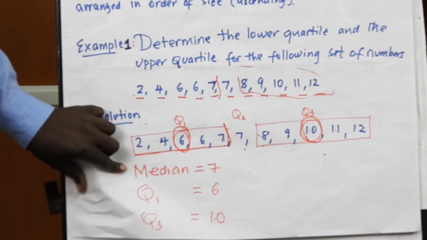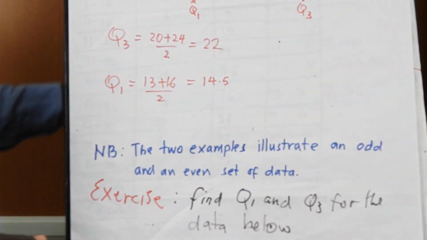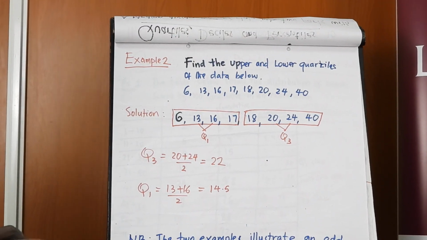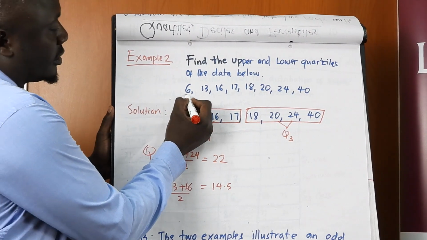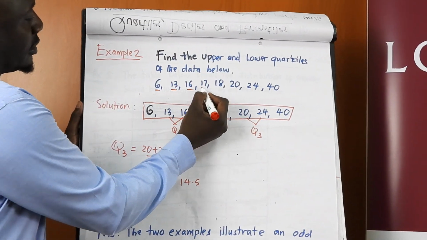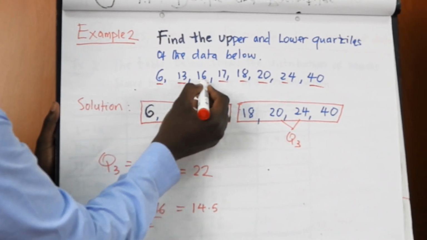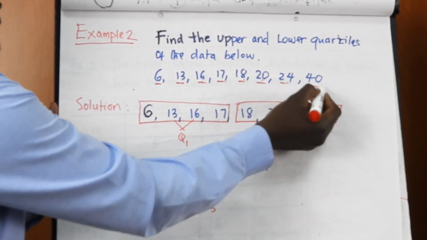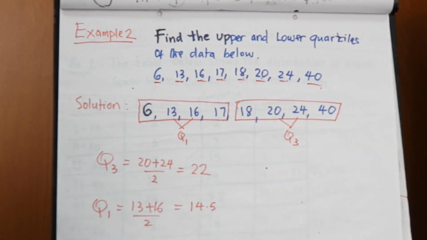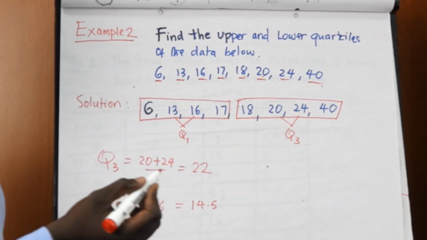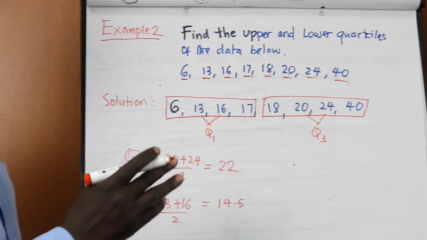Suppose they are not odd. The next one, for example: find the upper and lower quartiles of the data below. Look at them: 6, 13, 16, 17, 18, 20, 24, and 40. These are 1, 2, 3, 4, 5, 6, 7, and 8. An even number. Already it's arranged in ascending order, so no worries about that.